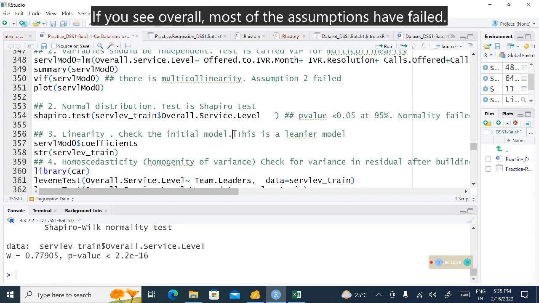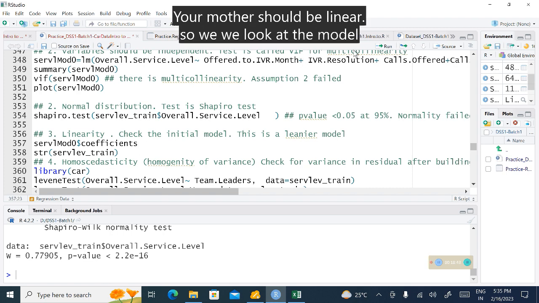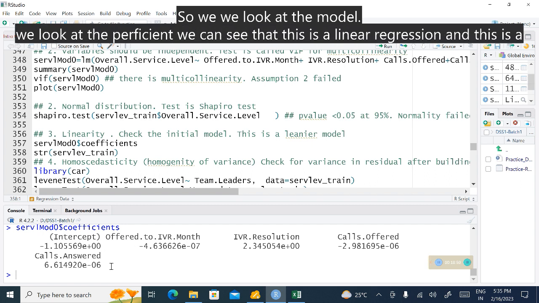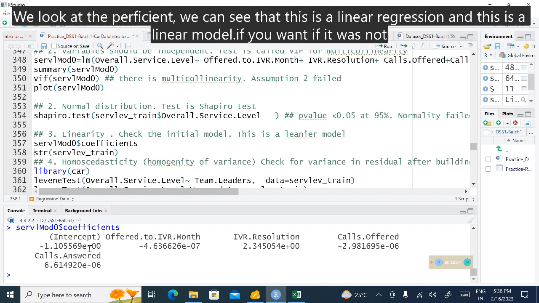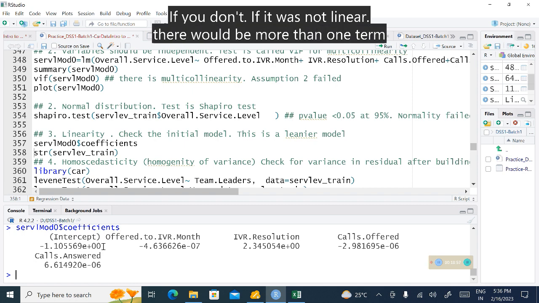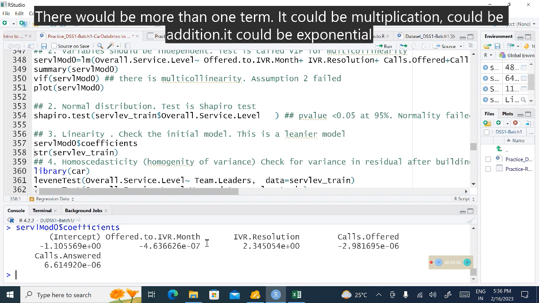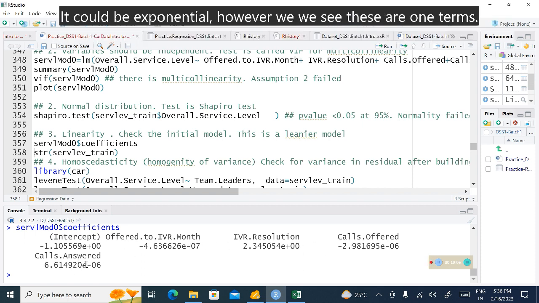Let's look at the linearity. Your model should be linear. If we look at the coefficients, we can see that this is a linear regression model. If it was not linear, there would be more than one term. It could be multiplication, it could be addition, or it could be exponential. However, we see these are single terms. It indicates that it's a linear model, and this passes.